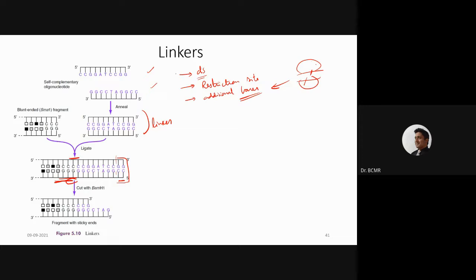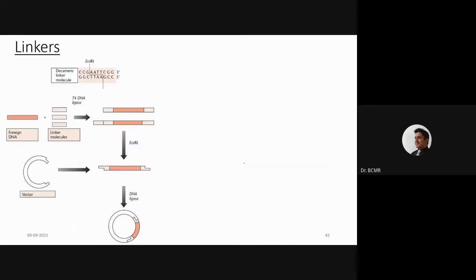Why do we need linkers in the first place? If the fragment of interest or gene of interest does not have restriction sites that are compatible with that of the vector, then we can add linkers that, upon restriction digestion, would give overhangs compatible with the products of the vector. So those are linkers.